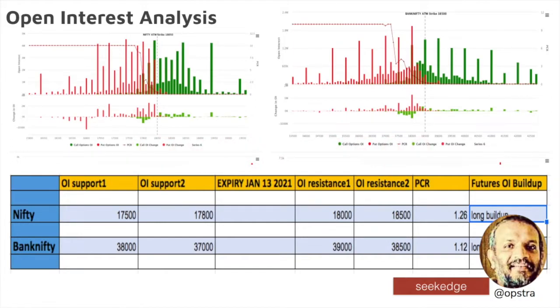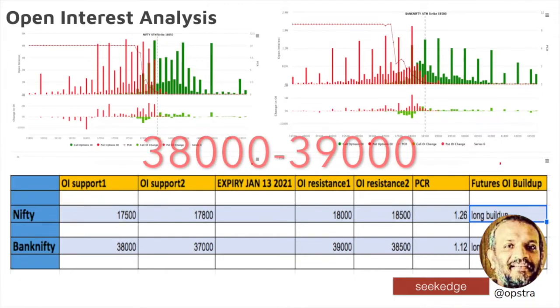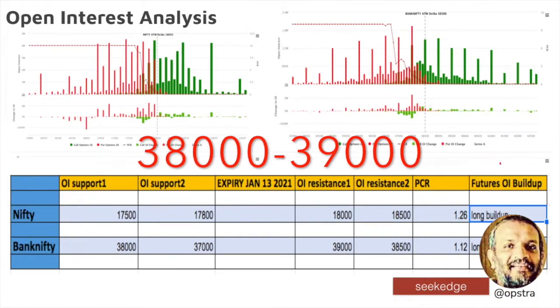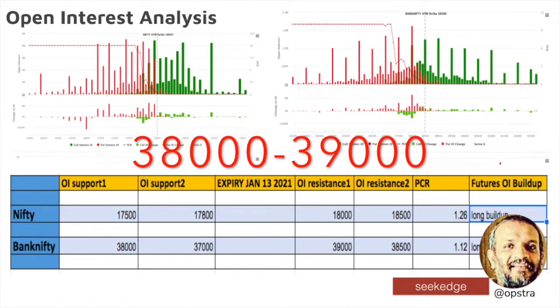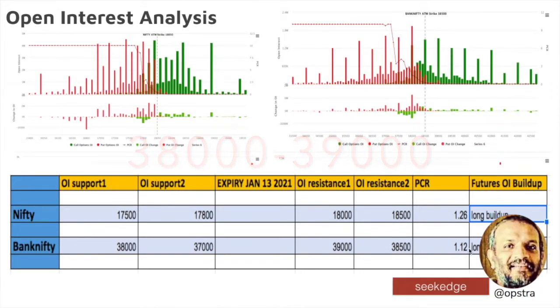Bank Nifty: 38,000 and 37,000 are the two levels where the put writing support is there. Resistance seen at 39,000 is quite far, and 38,500 also has good resistance. That's somewhere near to where it is right now, so that has to be taken out first. 1.12 is bullish on the put call ratio on Bank Nifty. Long build up is what happened in the futures open interest also for Bank Nifty. So that's the summary of the open interest analysis.